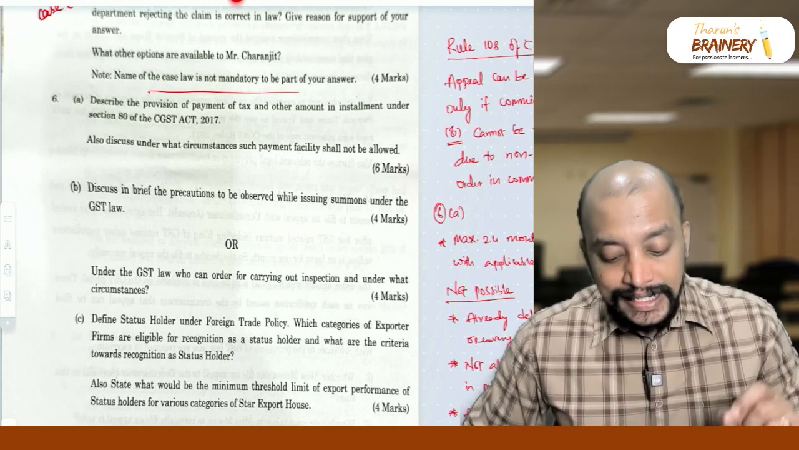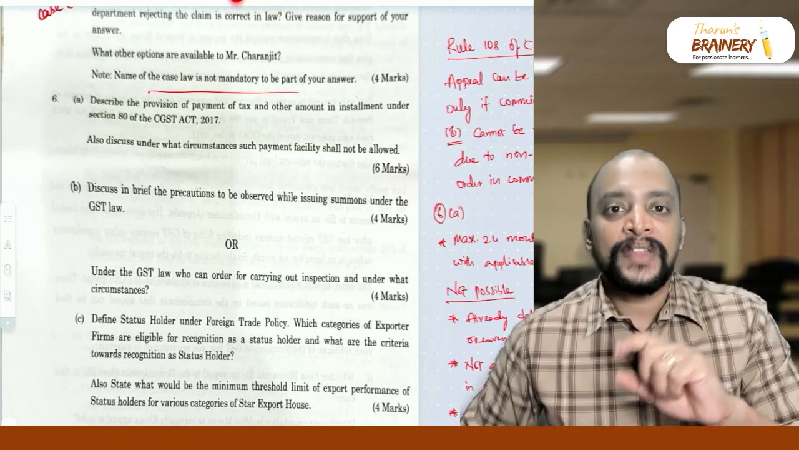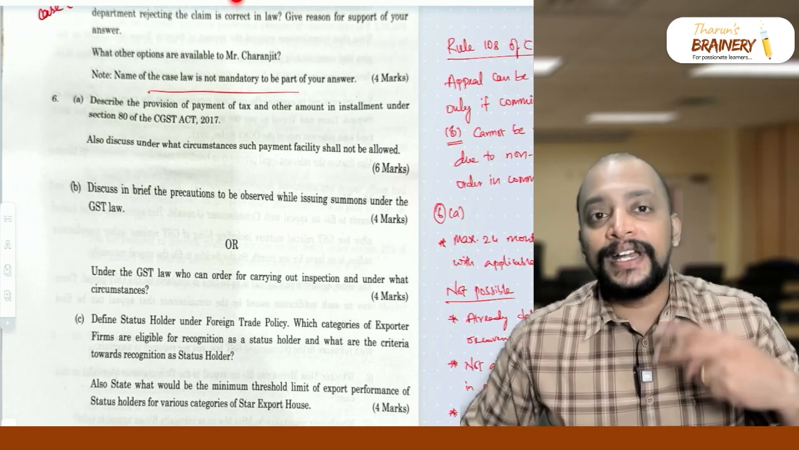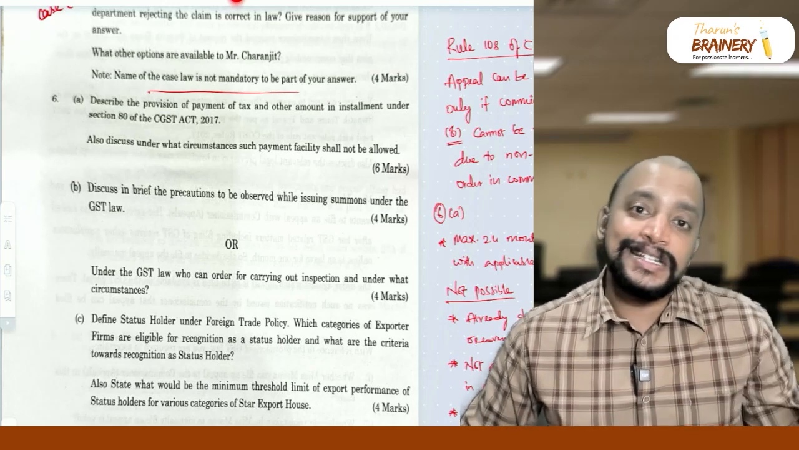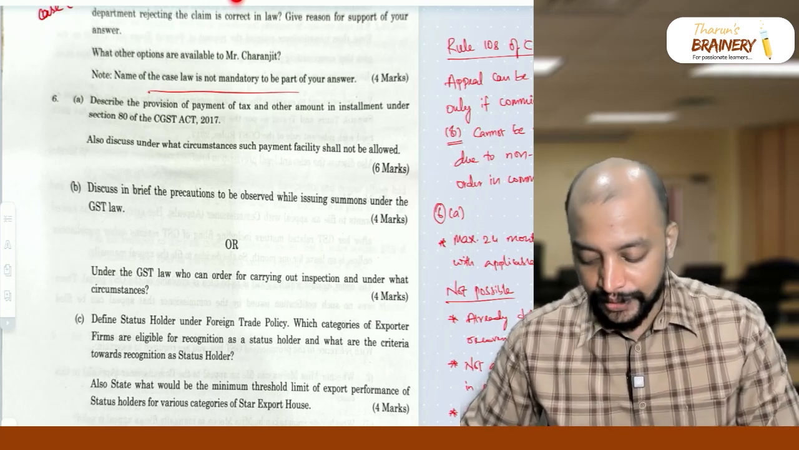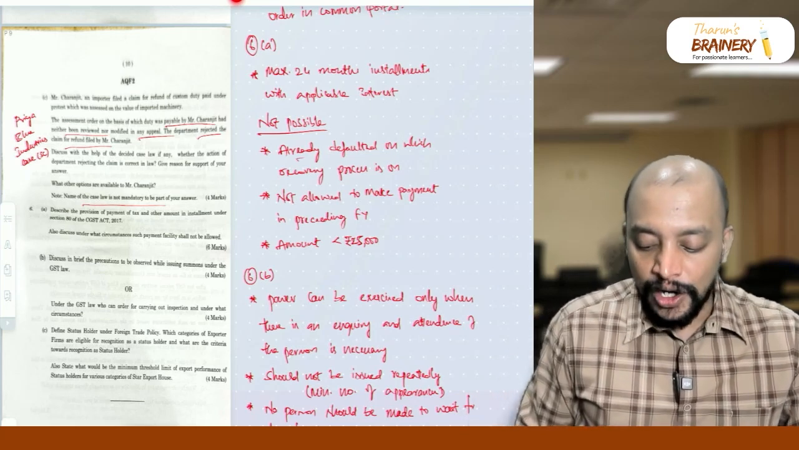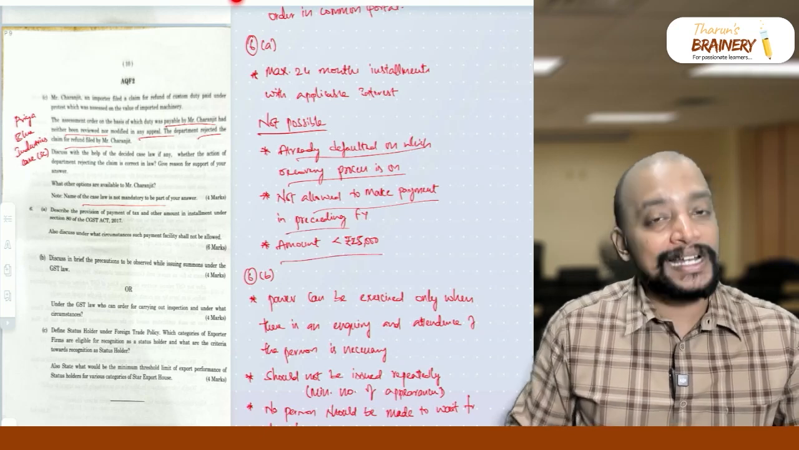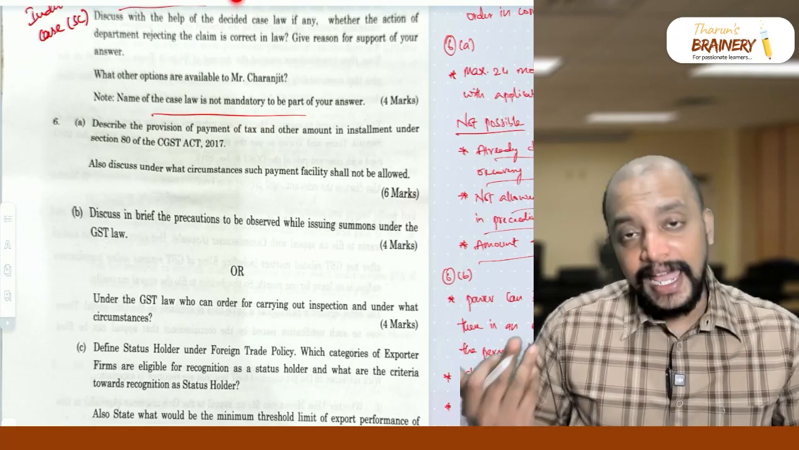That part we know. Also discuss under what circumstances such payment facility shall not be allowed. This is also there. So what is that? If it is less than 25,000 rupees, installment facility not there. If they have already defaulted and the default is continuing, so then also installment facility not available. If the last year, previous year, preceding year, if the installment facility not given, during the current year also it is not possible. Okay, you can see here maximum 24 monthly installments with applicable interest, not possible if they have already defaulted on which recovery process is on, are not allowed to make payment in preceding financial year or amount less than 25,000 rupees. Okay, that is what we need to write here, and that they have given for 6 marks.